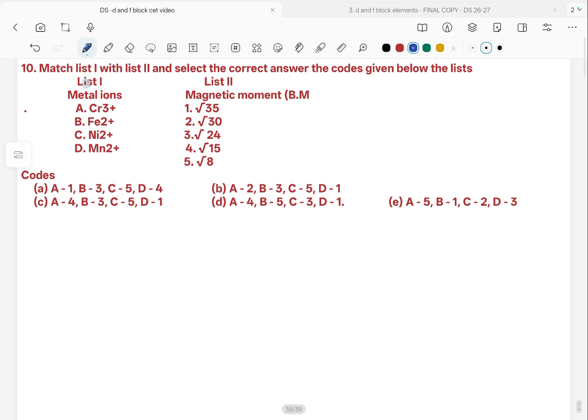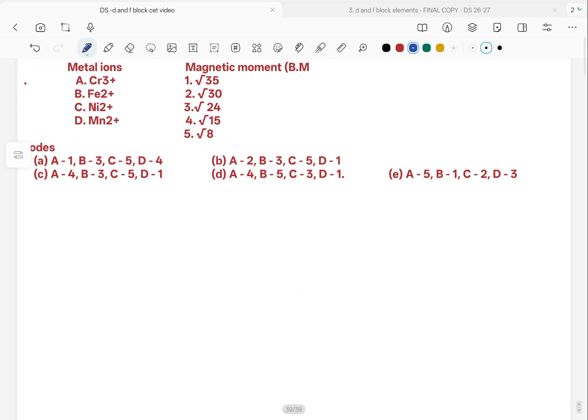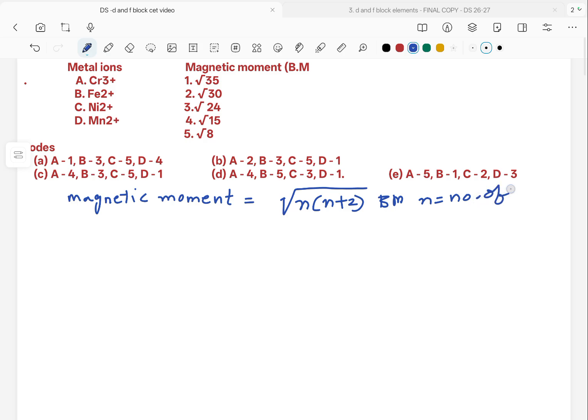Here the question is, match the list 1 with list 2, and we are given metal ions and magnetic moment. So, magnetic moment can be calculated. Magnetic moment of an ion can be calculated using formula root n into n plus 2 Bohr magneton. n is equal to number of unpaired electrons.